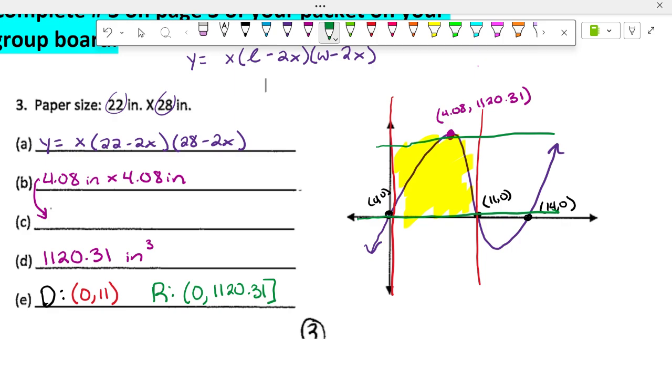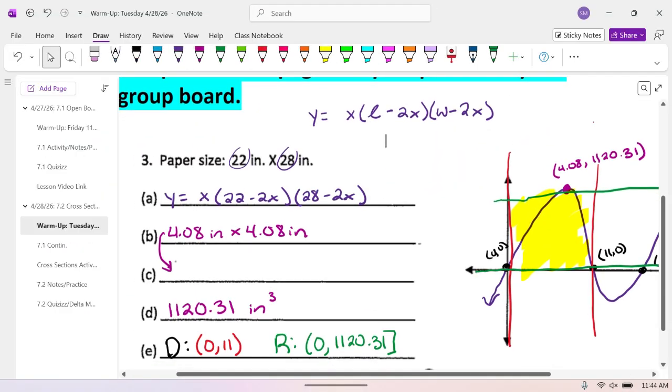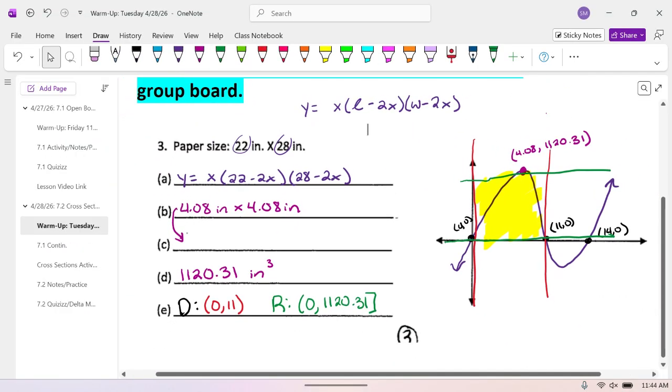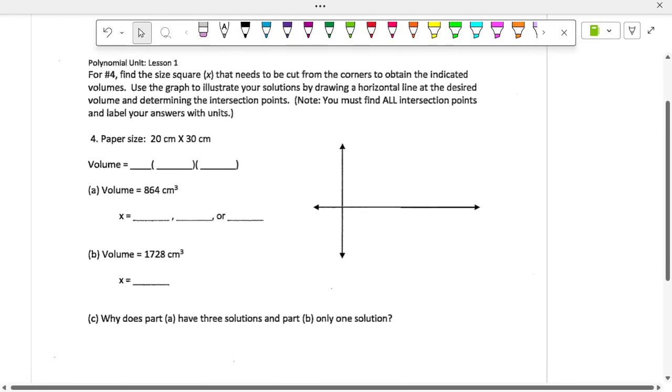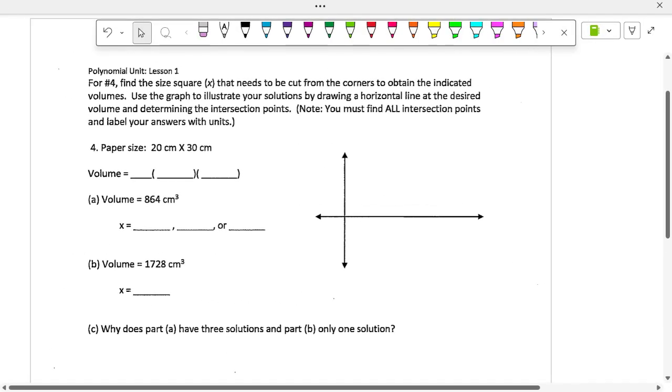Any questions on number 3? That was in the graph from yesterday. All right, so before we get into the new stuff today, I want to talk about one more thing with 7.1 that I didn't yesterday. So look at the next page in your packet.